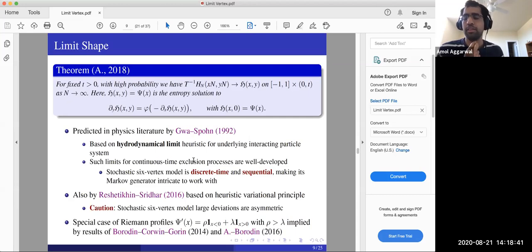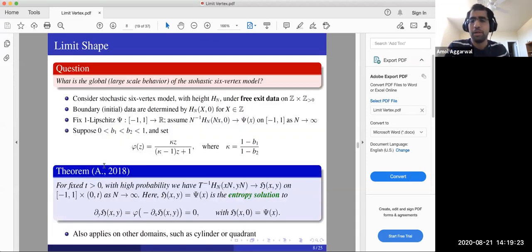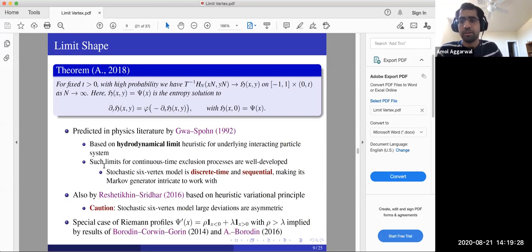Such hydrodynamical limit theory is well developed in the case of continuous time exclusion processes, such as the ASEP. But something to keep in mind for the stochastic six-vertex model is that it's discrete time and it's sequential. The discrete time is maybe not so bad, but what's really annoying is that it's sequential in the sense that if I run this thing, I have to start from the leftmost particle, and that affects what the later particles, the particles to the right of it, do. So the ordering of how these arrows evolve is actually important. In practice, that renders the Markov generator of this model a huge pain to deal with, which is why I did not see a quick way of directly adapting a lot of the well-known continuous time theory to this discrete time model.